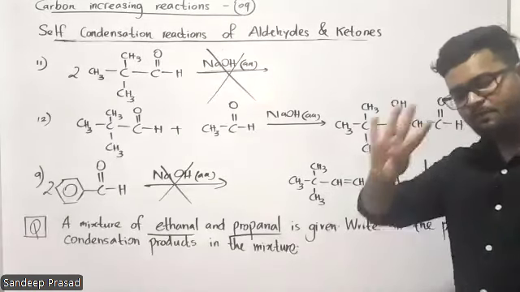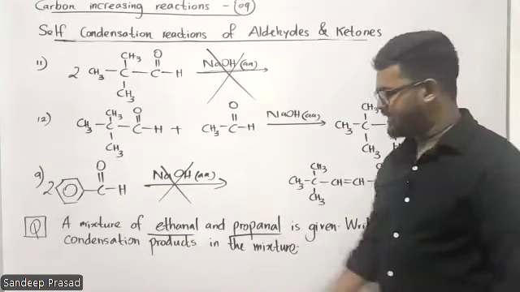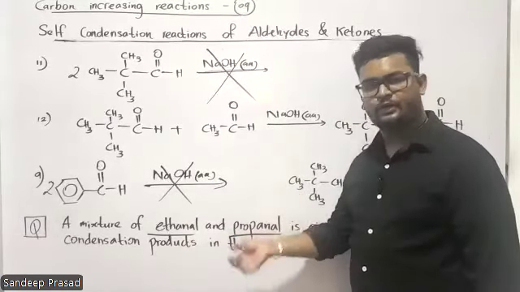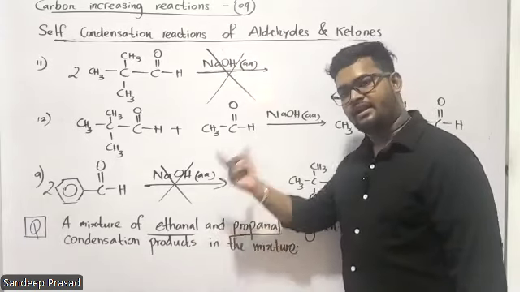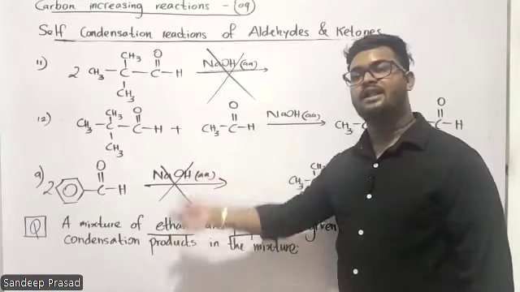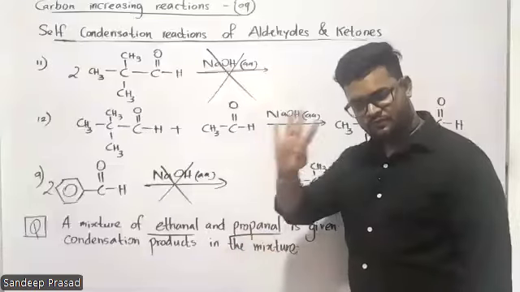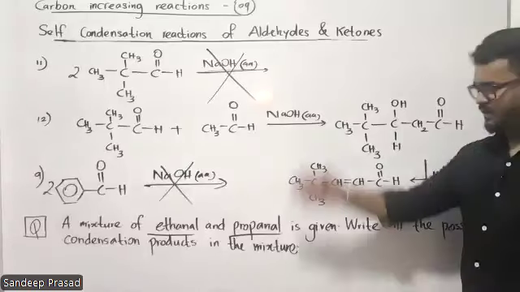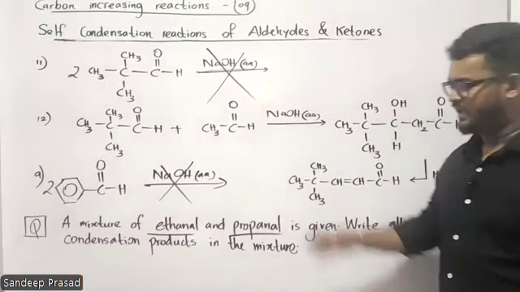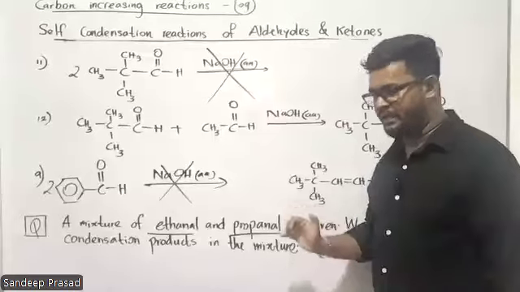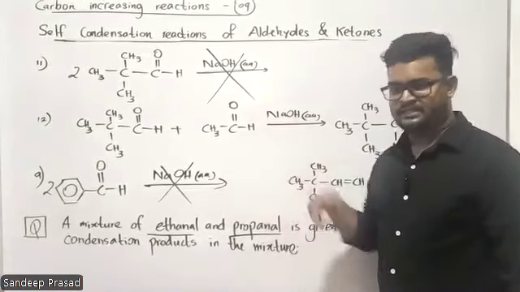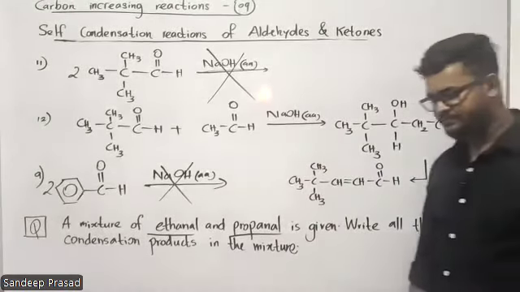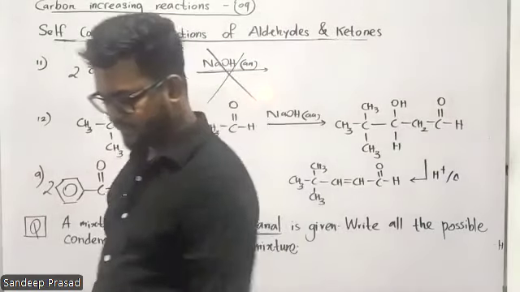Students, there will be 4 products. Ethanol connecting to ethanol, propanol connecting to propanol, ethanol connecting to propanol, propanol connecting to ethanol. 4 products are there. Now write down the answers: ethanol-ethanol, propanol-propanol, ethanol-propanol, propanol-ethanol. 4 different products are there.